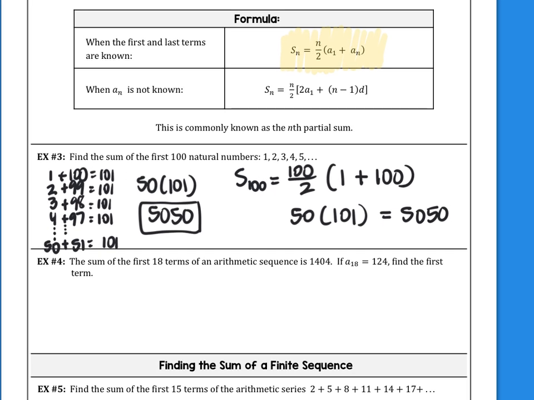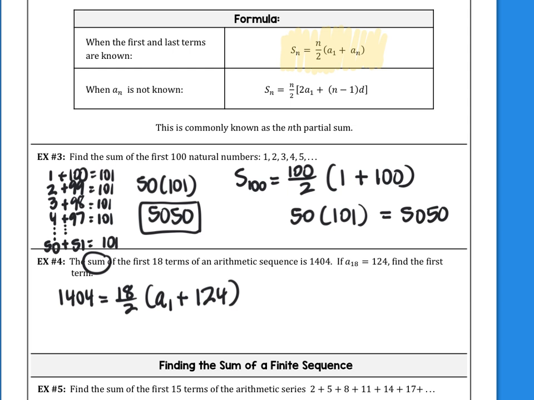Okay, example 4. The sum of the first 18 terms of an arithmetic sequence is 1404. If the 18th term is 124, find the first term. Okay, so this one's a little trickier. We've got more work to do here. We want to know the first term, but they're telling us this is a sum. So the sum is 1404, and it's 18 terms, so 18 over 2. First term we don't know. Last term is 124. So basically I'm using the same formula, but I'm solving for something different. Instead of solving for the sum, the S, I'm solving for the first term.